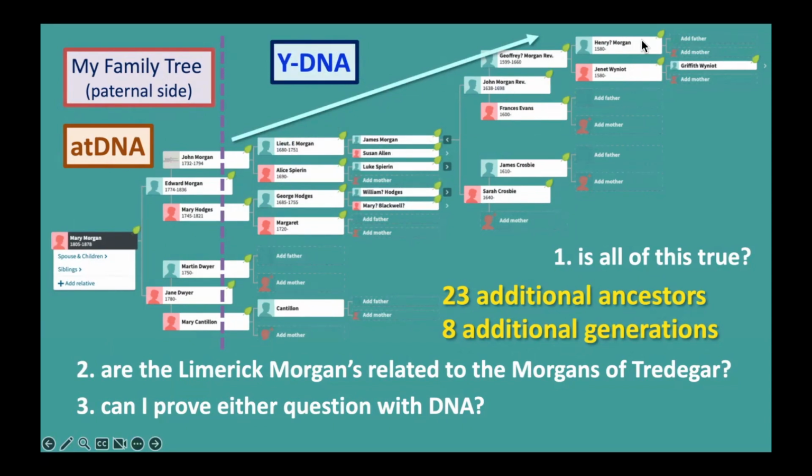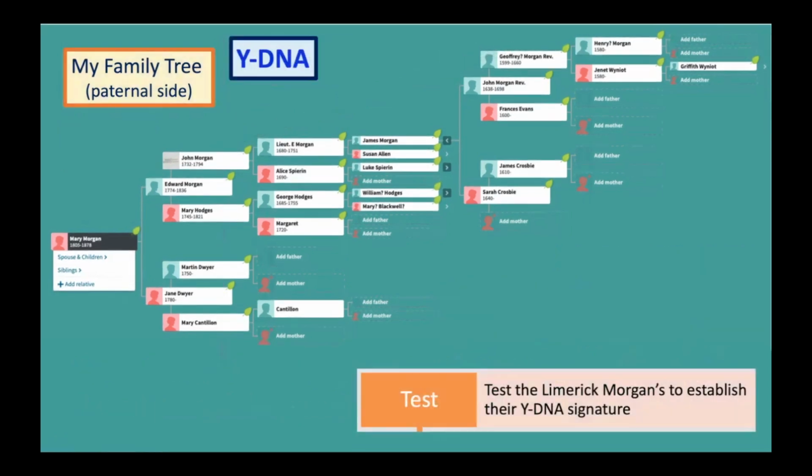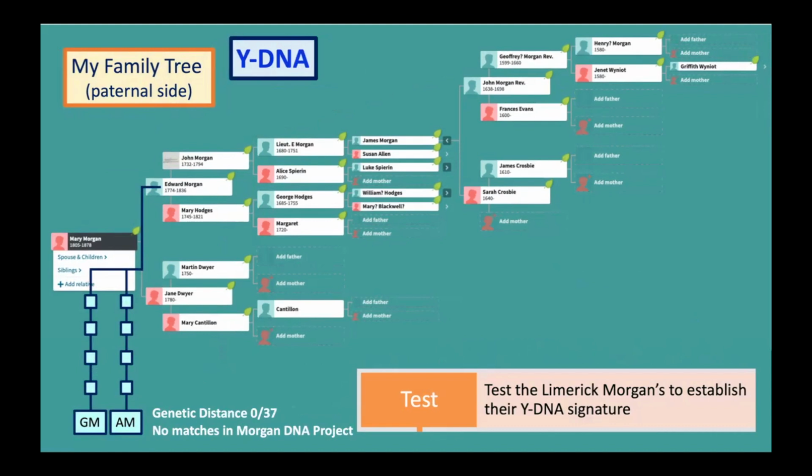So what I did was I tested a Morgan cousin of mine, and we had confirmed that connection through genealogy. And two Morgan cousins tested. They came back a very close match, with no differences at the 37 marker level of Y-DNA. So that proved that the genealogy was correct back to 1774.